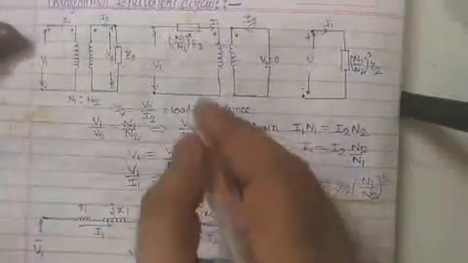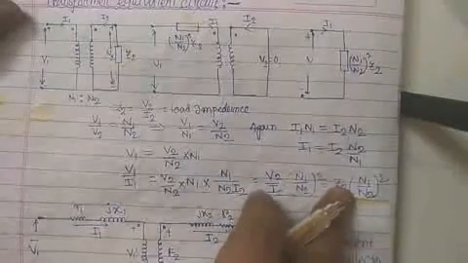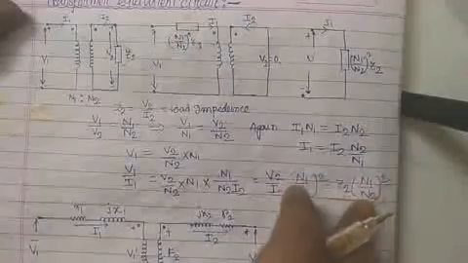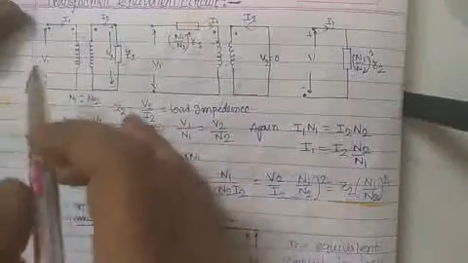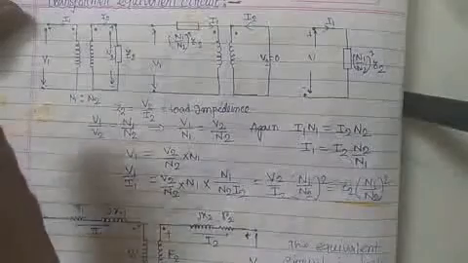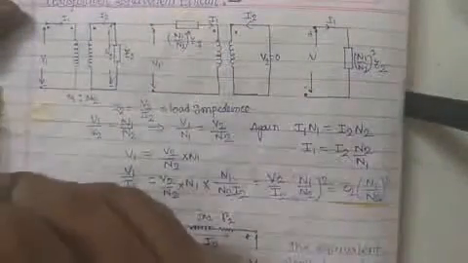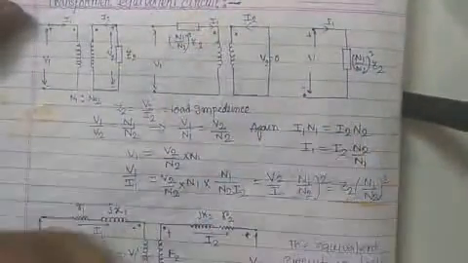Last class I discussed how to transfer the secondary impedance Z2 to the primary. That is, when we multiply Z2 by N1 by N2 whole square, it transfers to the primary side. Similarly, if we take the primary side impedance Z1 and transfer it to the secondary, at that time we multiply Z1 with N2 by N1 whole square.